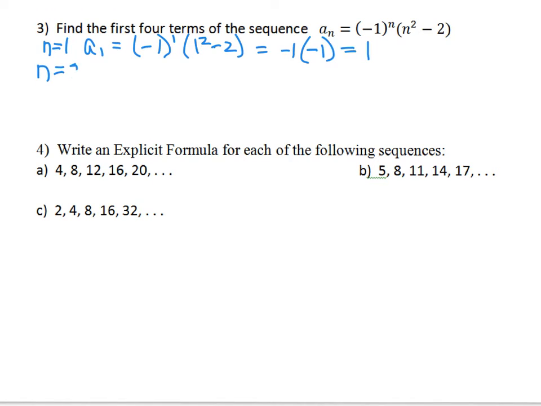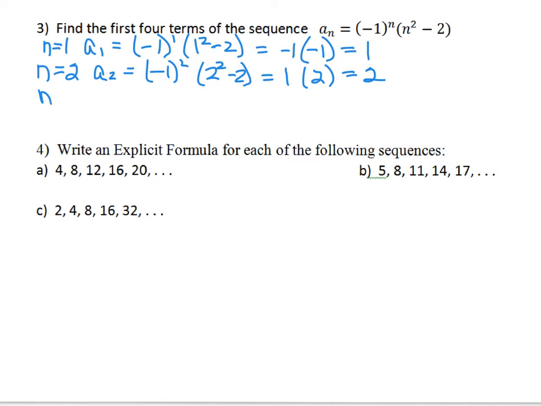Now I'm going to let n equal 2. So a2 will be equal to negative 1 to the second power times 2 squared minus 2. So for this one, be careful. Negative 1 to the second power is positive 1. 2 squared minus 2 is 2. So 1 times 2 gives me an answer of 2.